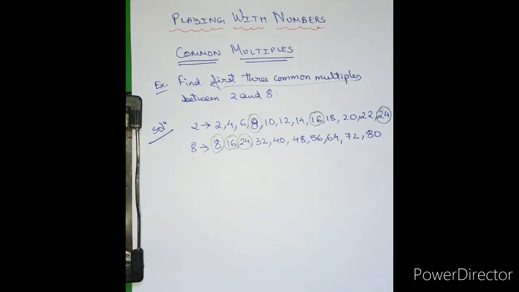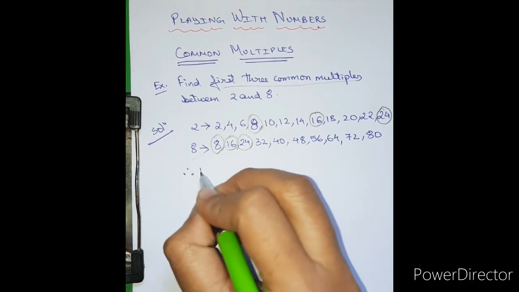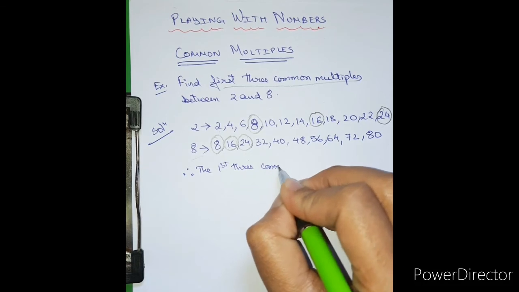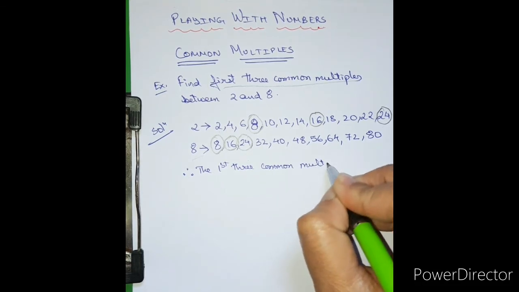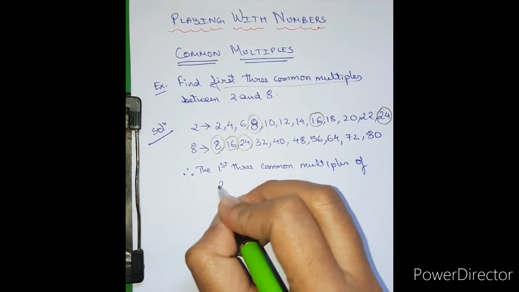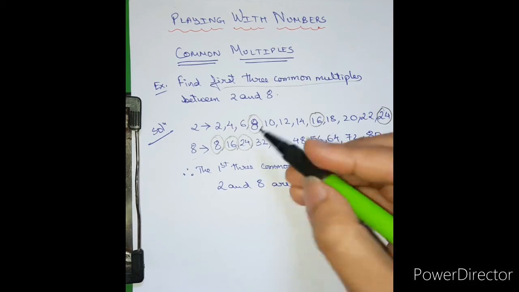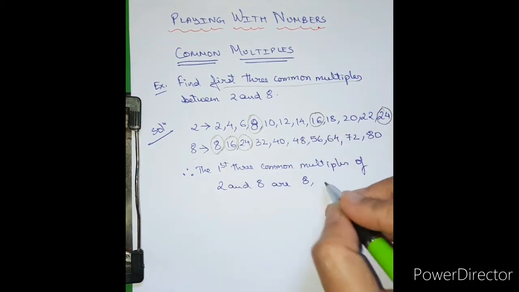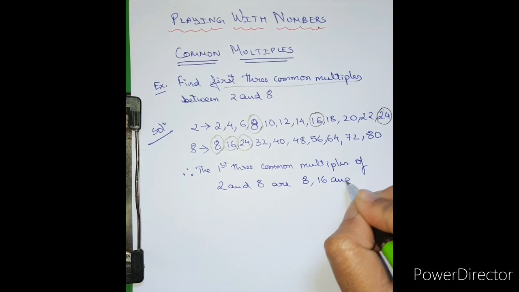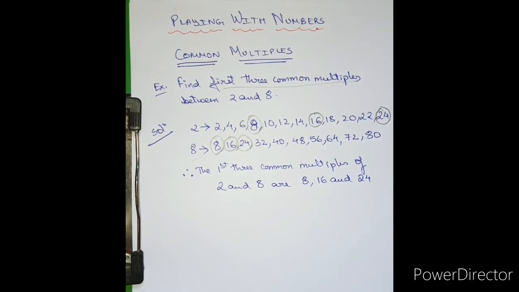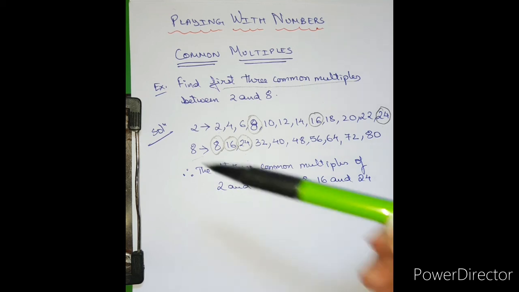So therefore we will have to write, therefore the first 3 common multiples of 2 and 8 are 8, 16, which we have marked, and 24. You can be asked to find two common multiples, the first two common multiples, or any two common multiples, any four common multiples between the numbers which are given.